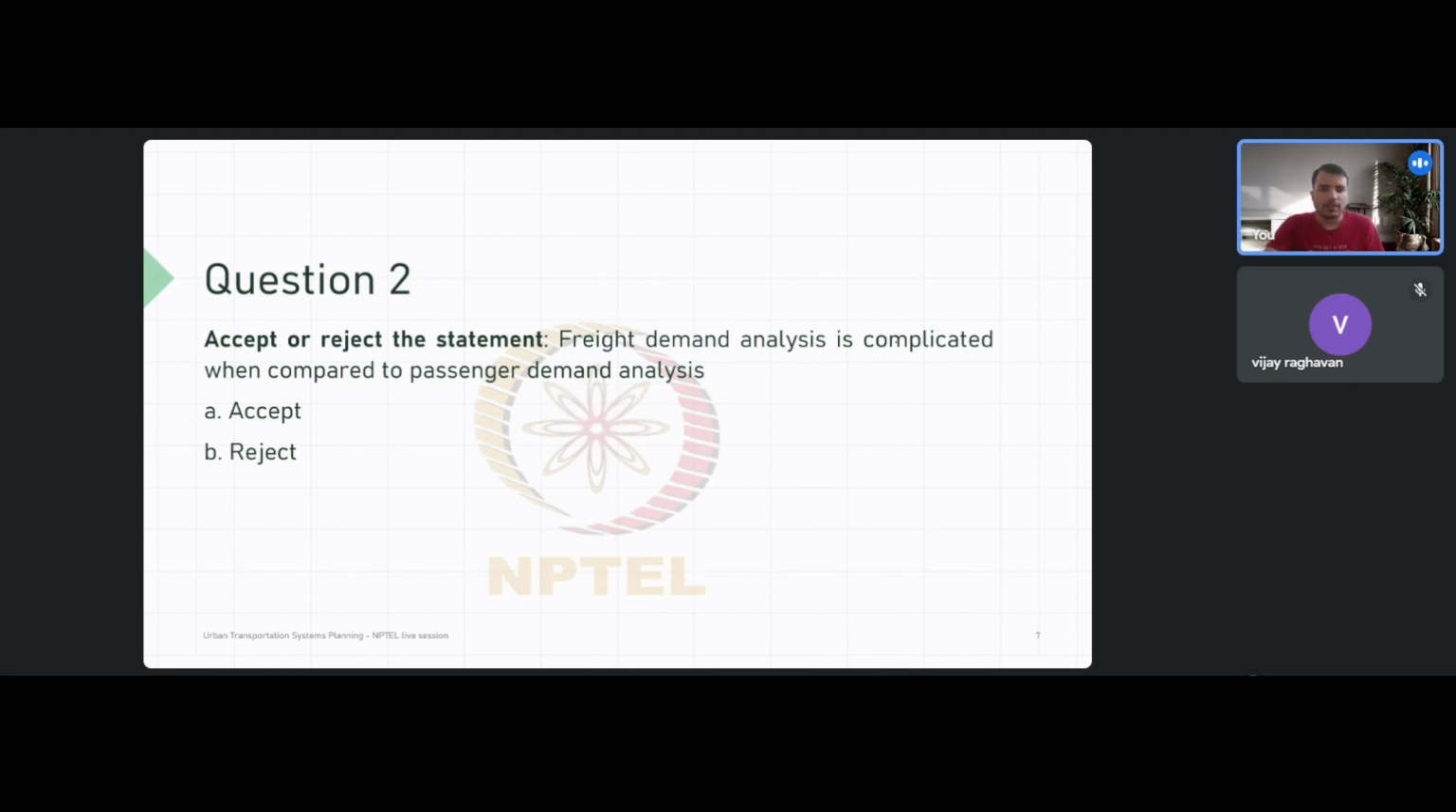So freight demand analysis is complicated when compared to passenger demand analysis. So the answer for this is accept. It is true. So let's see how. In freight demand analysis, different aspects come into the picture, such as movement on goods route is required.